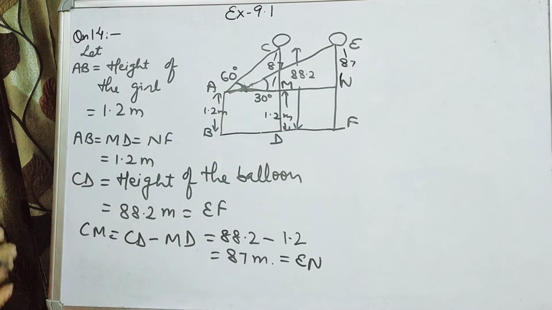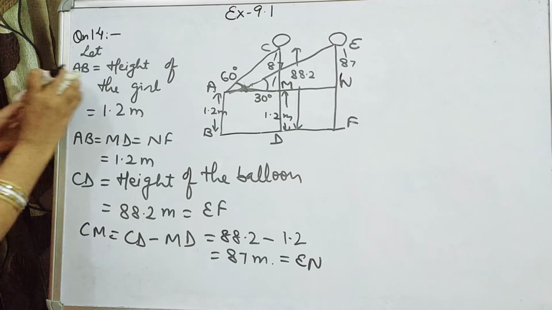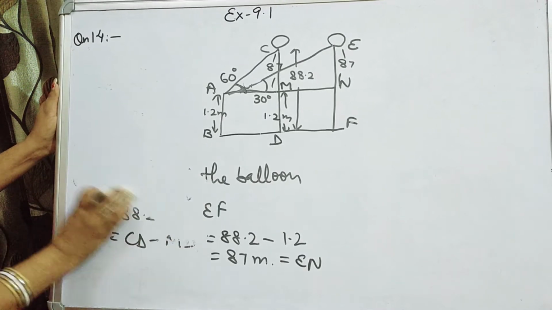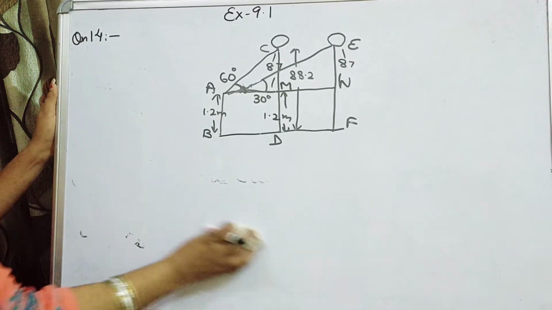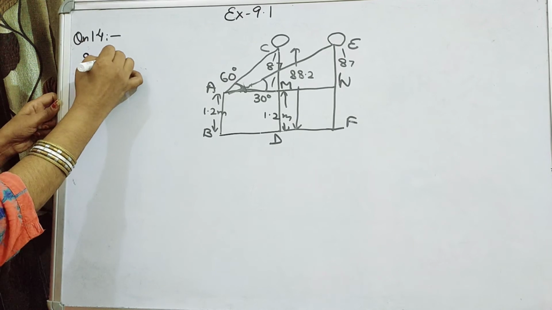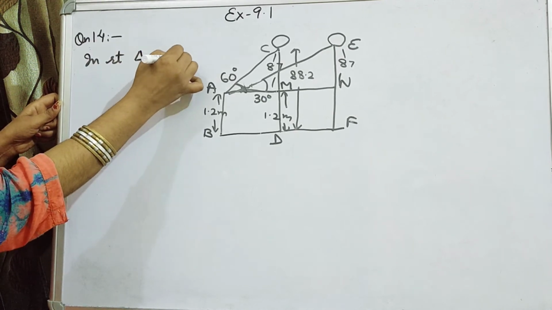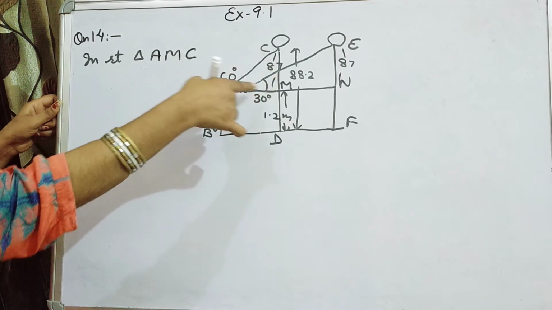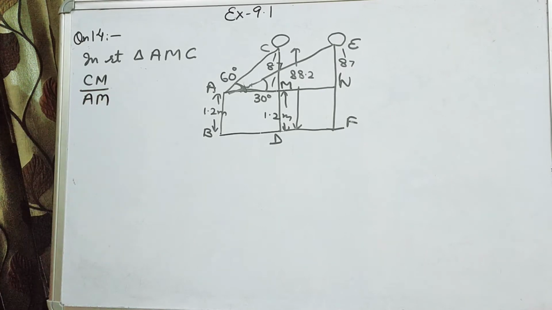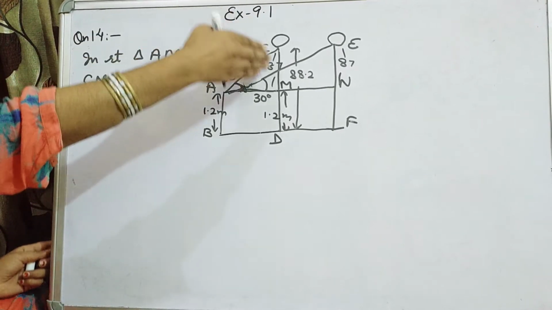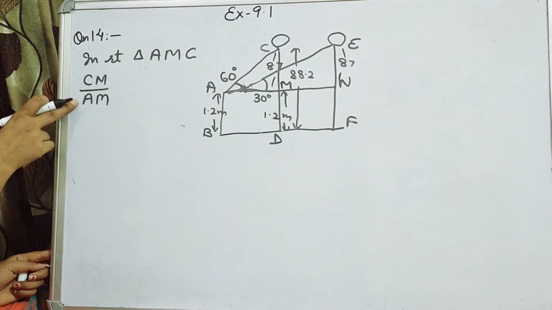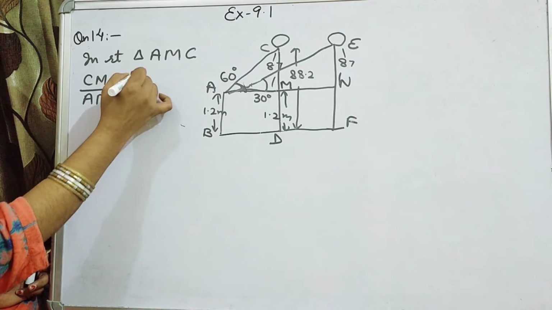Okay, so now we have to take two right triangles, and the first right triangle I would like to take up is triangle AMC. Can you see that? AMC. Okay, now in right triangle AMC, I'm taking the ratio CM by AM. Now CM by AM, if you can observe, here it is perpendicular for this angle. This is base for this angle. So it is P by B, and perpendicular by base is tan 60.